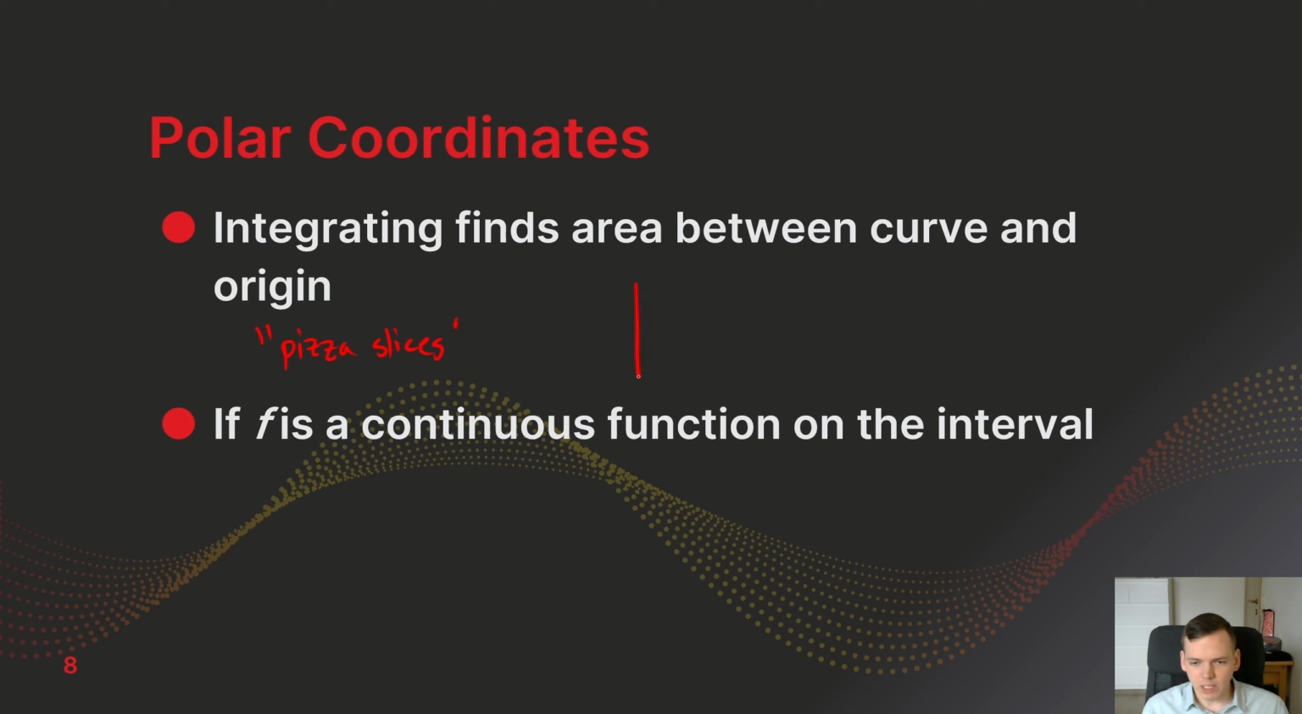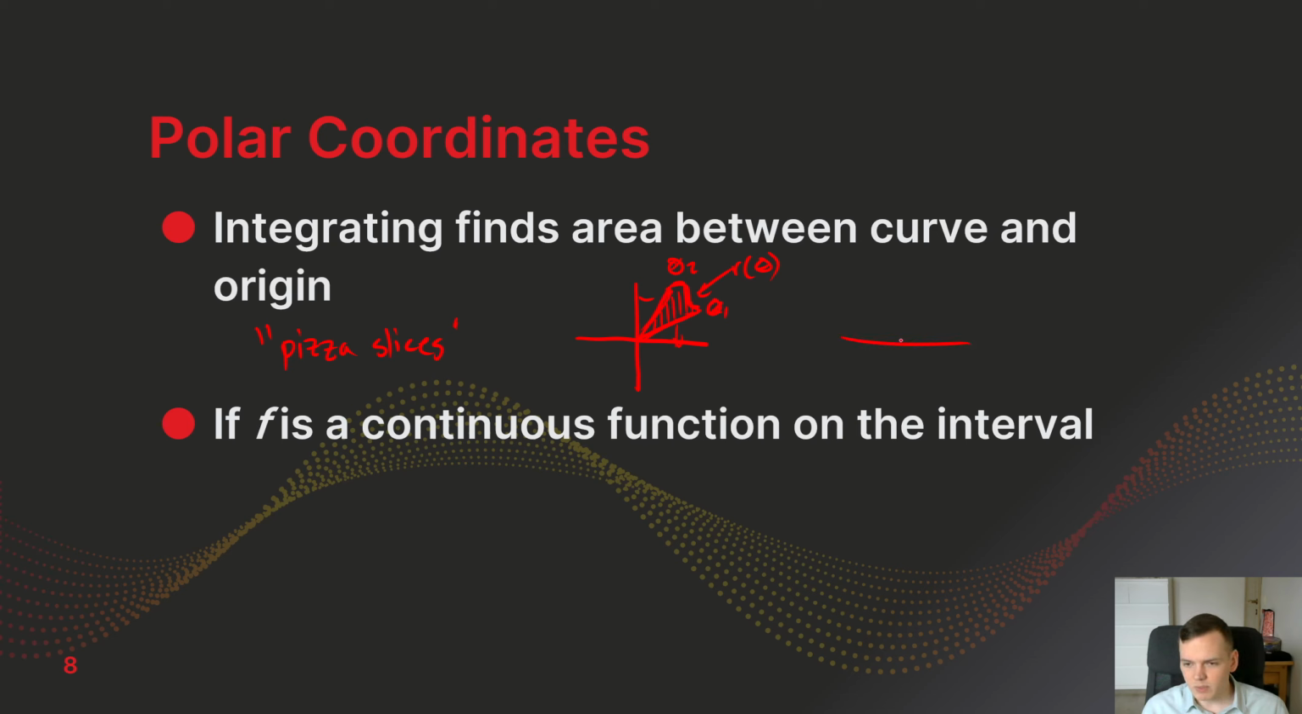So if I integrate from one angle to another angle, so this is theta 1, this is theta 2. If I integrate that, I'm finding this area in between, all the way out until the function, r of theta. So notice it's not to the origin or to the axes. It's following these angle rays going outwards, and it's between those.